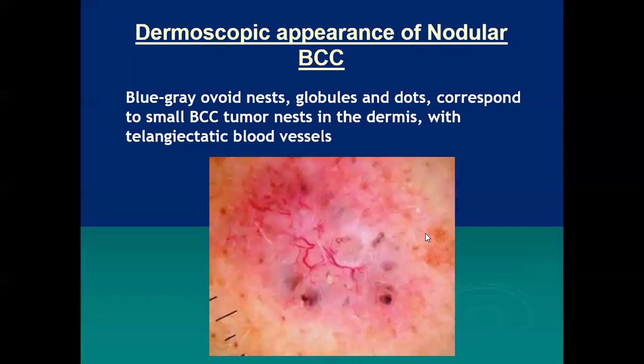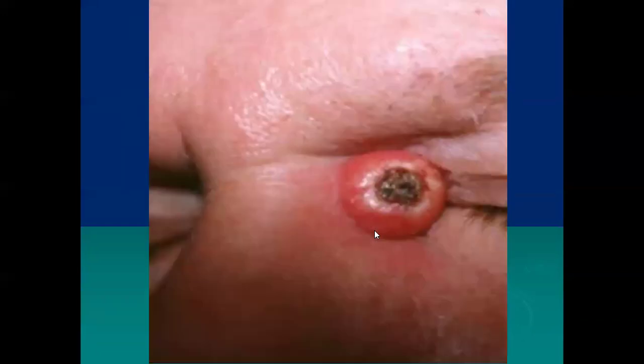It has to be excised. The dermoscopic appearance is that of blue-gray ovoid nests. Here are the blue-gray ovoid nests, and dots correspond to small BCC tumor nests with telangiectatic blood vessels. This arborizing pattern of blood vessels is quite typical of basal cell carcinoma. Again, a nodule with a crateriform ulcer in the center, and this is now keratoacanthoma.